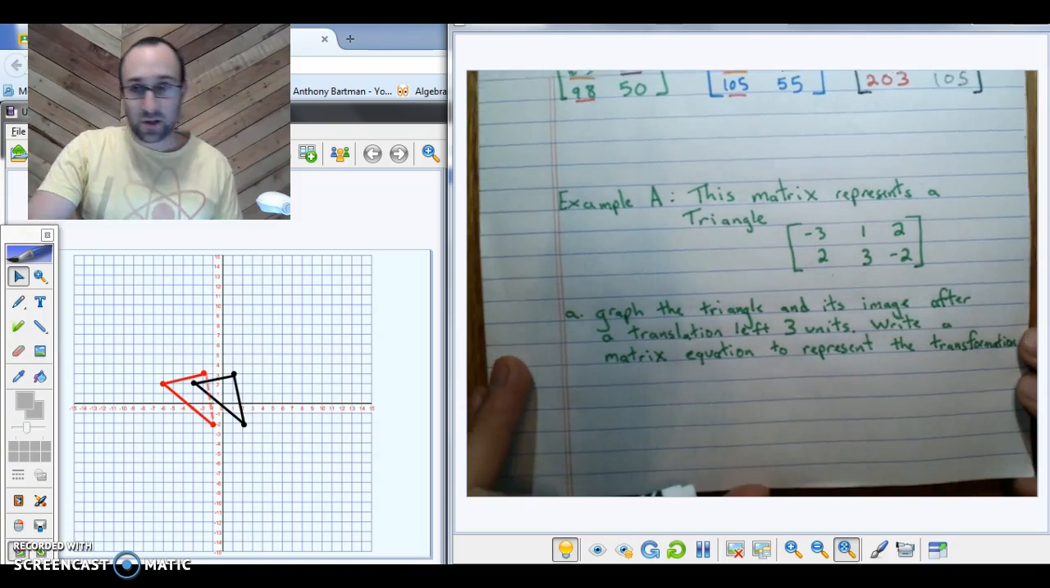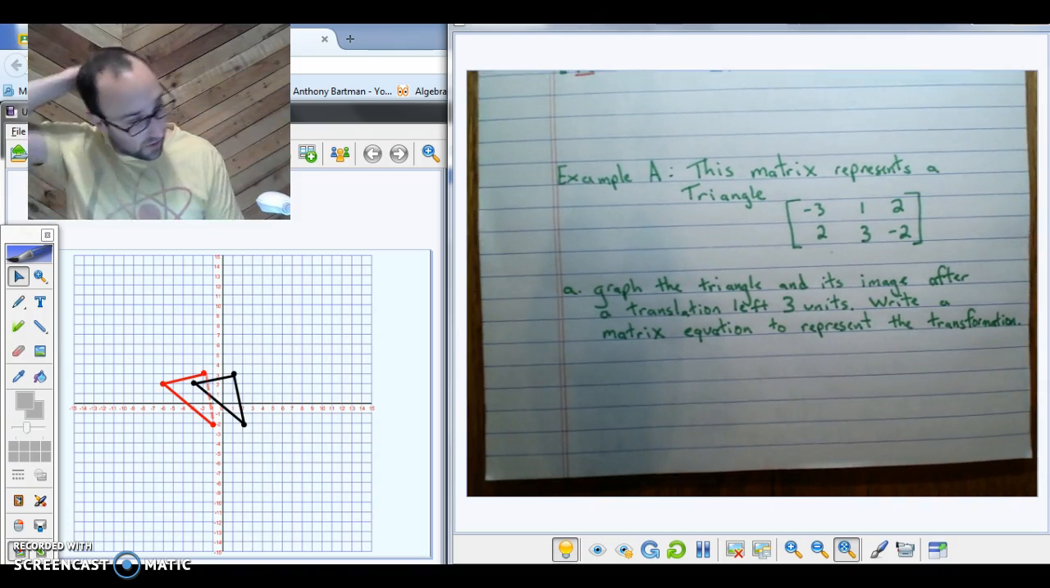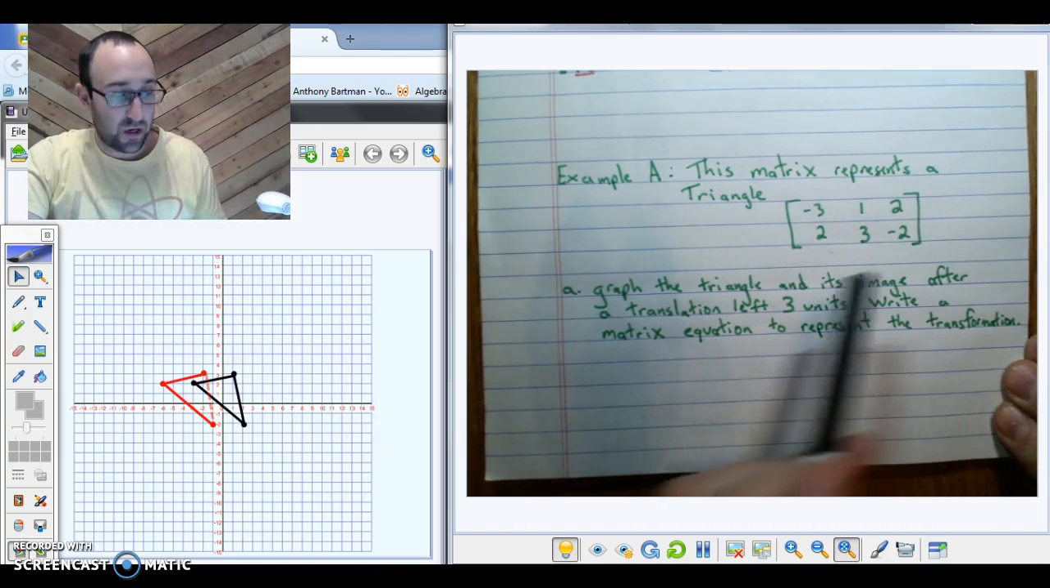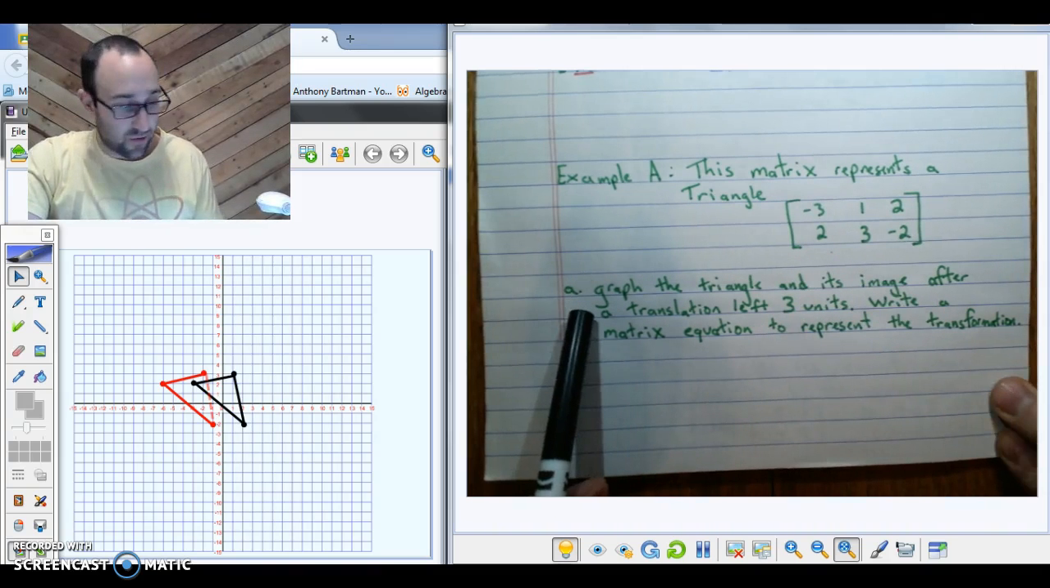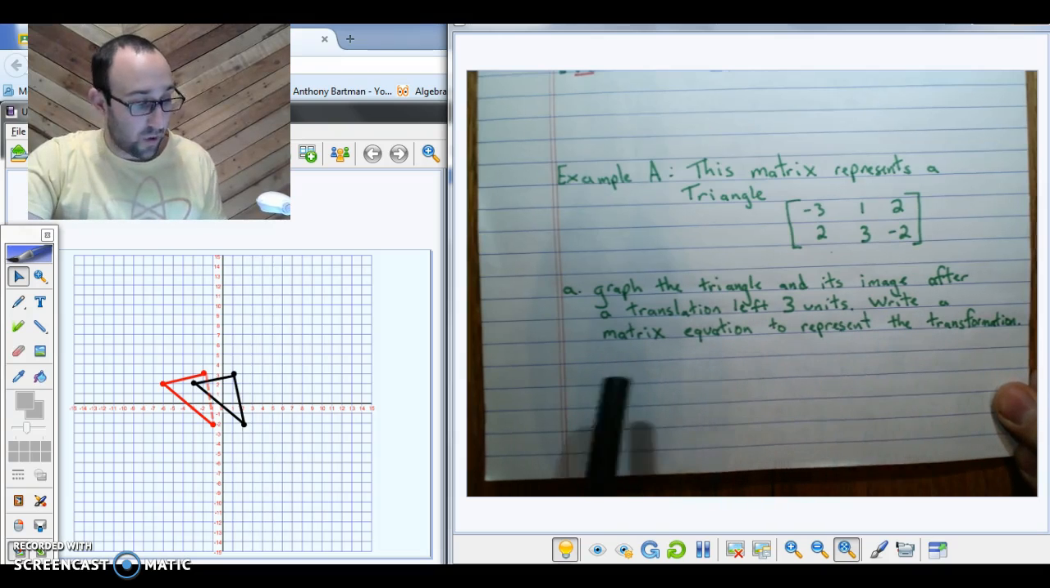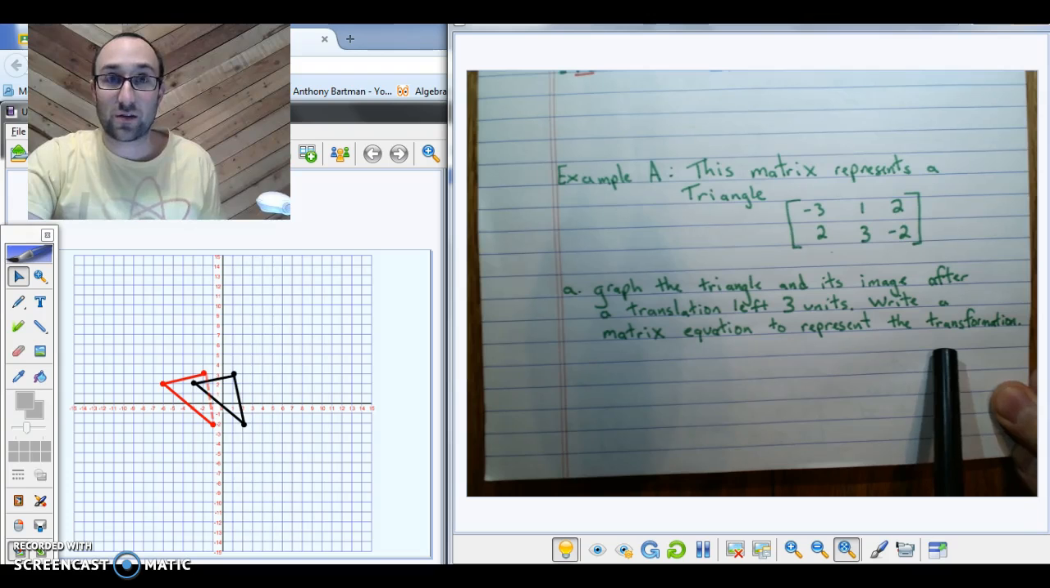Alright, so here's example A. Here's something that we're going to work on. This matrix represents a triangle: 3, 2, 1, 3, 2, and negative 2. Here's what we're going to have to do first. Graph the triangle and its image after a translation left 3 units. Write a matrix equation to represent this transformation.